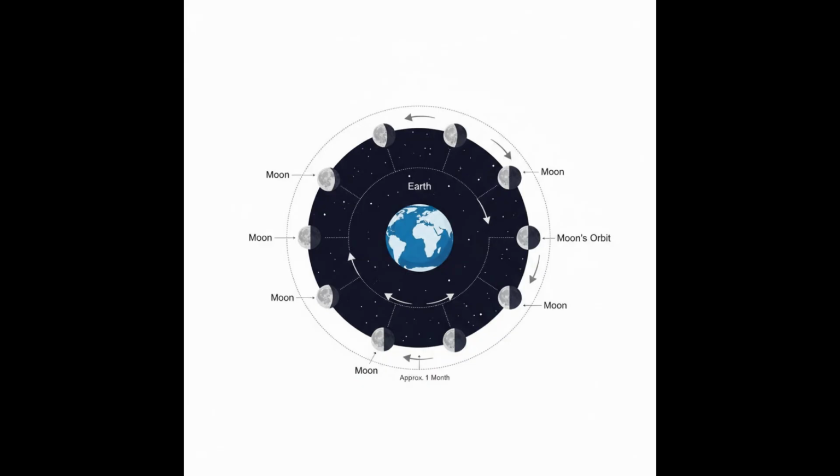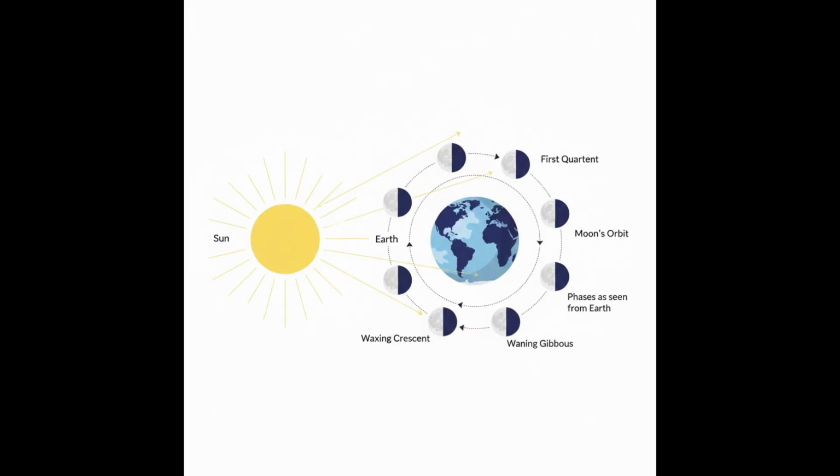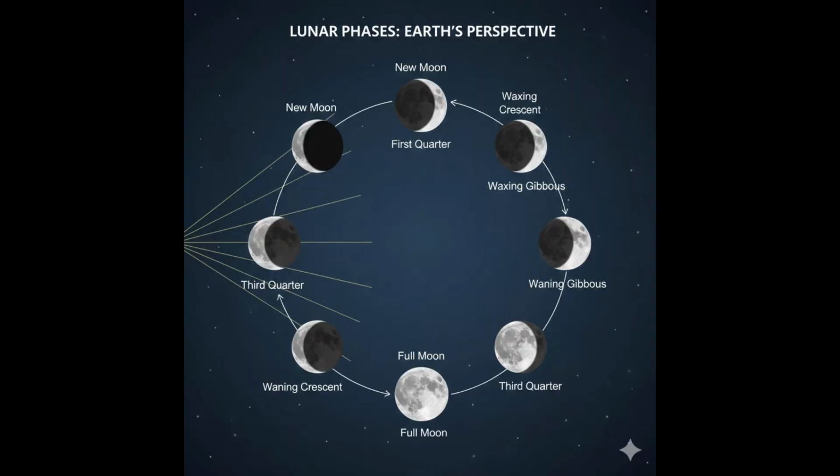The Earth's natural satellite, the Moon, completes one orbit around our planet in a month. As it moves in its orbit, it changes its position relative to the Sun, which affects the portion of its face that is visible to an observer on the Earth's surface. This phenomenon results in the different phases of the Moon.